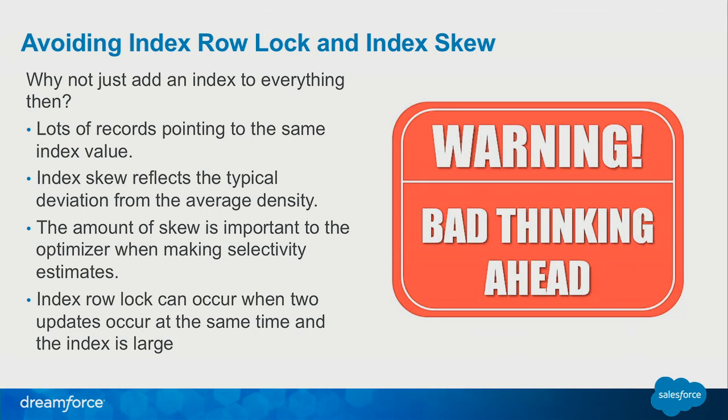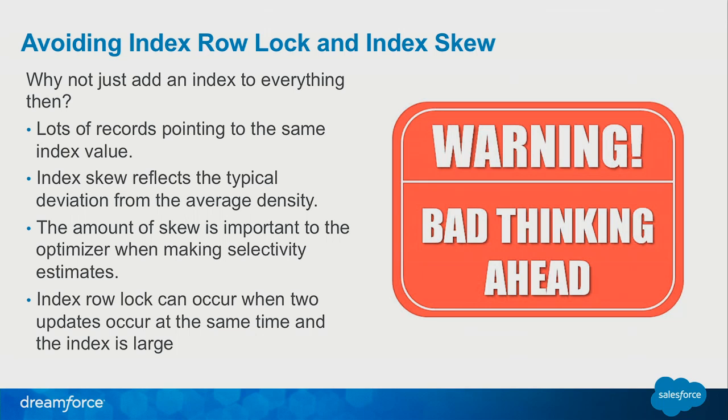And so the amount of index skew is going to be very important to the optimizer when making selectivity decisions. So if you have a column with a lot of index skew, the query optimizer is going to go, oh, I don't know what to do with this. I'm just going to scan everything and find your data for you.